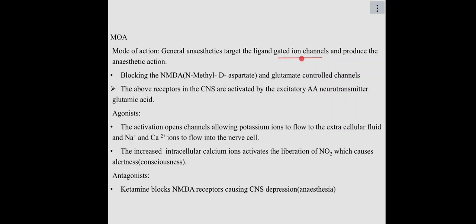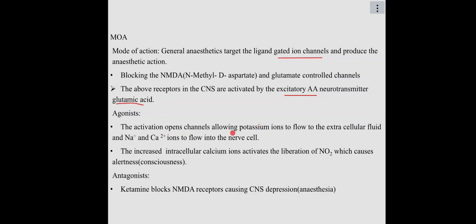If you block the excitatory ones, then of course there will be depression, because anesthesia and having unconsciousness is just a block of the nervous conduction within the brain. So blocking the NMDA, which is the N-methyl D-aspartate, and glutamate controlled channels, these are excitatory. The above receptors in the CNS are activated by the excitatory amino acid neurotransmitter glutamic acid. So you can see the NMDA are excitatory. So if you block them, then you will block nervous conduction.